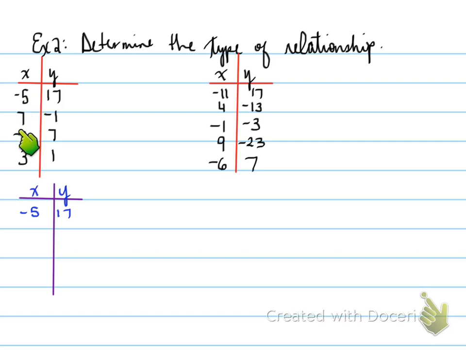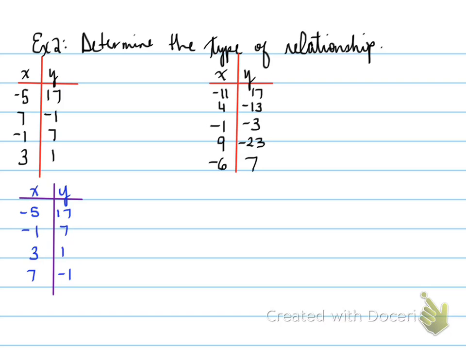The next number is negative 1. Negative 1 follows with 7. Negative 1 and 7. Next, 3 goes with 1. 3, 1. Next, 7 goes with negative 1. 7 and negative 1. Now we have placed this table in order. Here it is. Once we've done that, we now have to look at the next part, and that is, what is happening with the x's? Is there a pattern with these numbers?